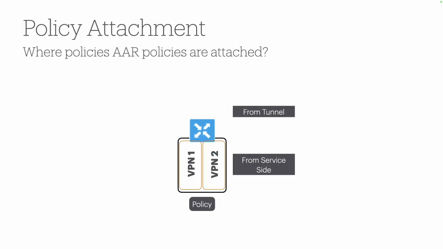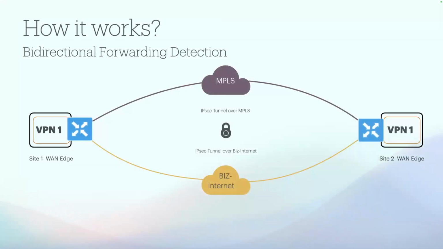These policies are only configured for the traffic that is coming from the service side only. And when we define the policy, we have to mention the VPN and which site we want to attach this policy to. To understand how this policy works, we have to understand what role BFD plays in the SD-WAN topology.